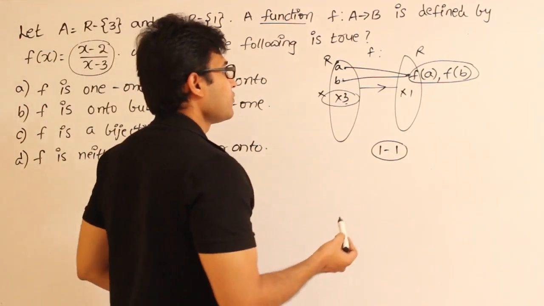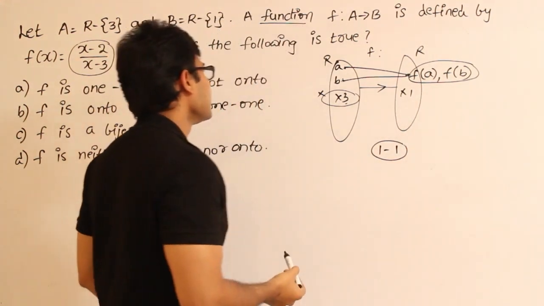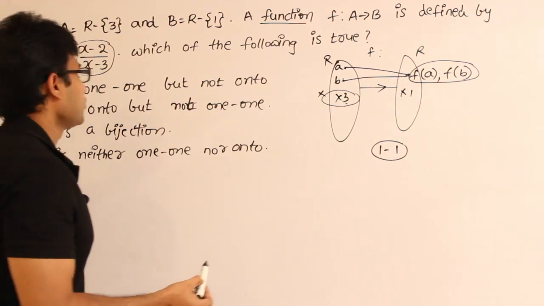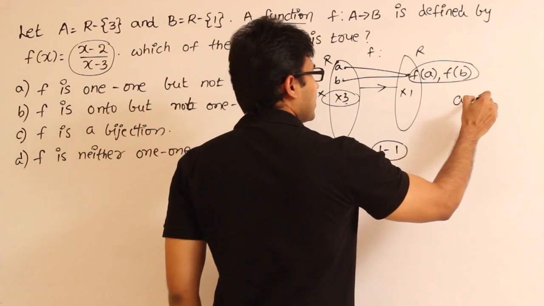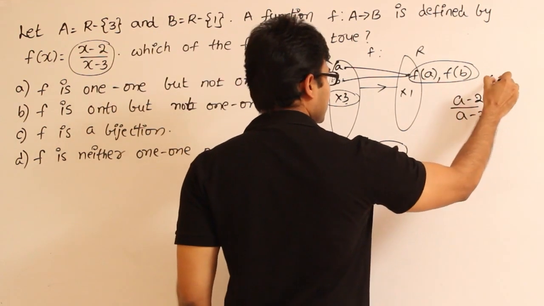Now what could be f of A? f of A is going to be, I'm just substituting A in place of x. See, in this expression, in place of x, I'm just substituting A. Then what do I get? f of A is (A minus 2) divided by (A minus 3), which is equal to f of B.